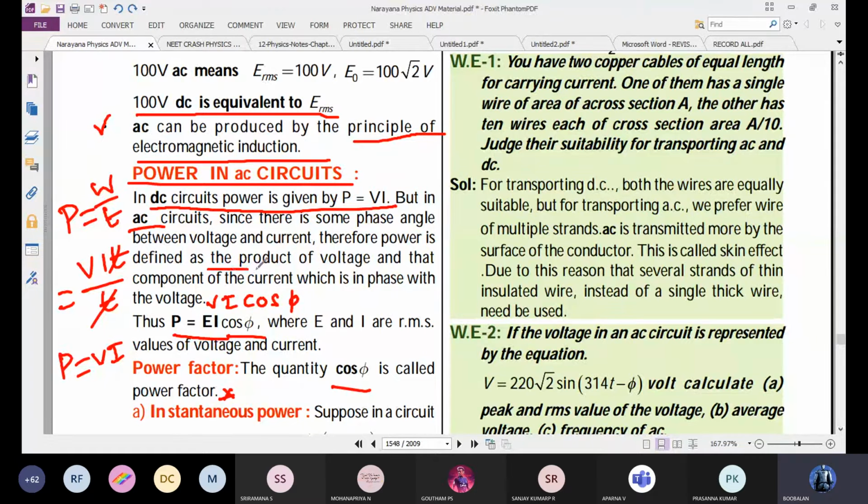The product of voltage and that component of the current, that is the phi value, which is in phase, is called power in AC circuit. Formula: P is equal to EI cos phi. And the E value and I value are the RMS values, E RMS and I RMS.